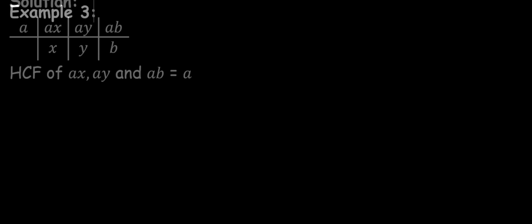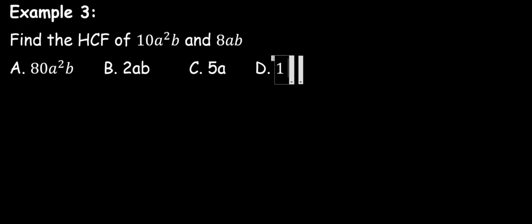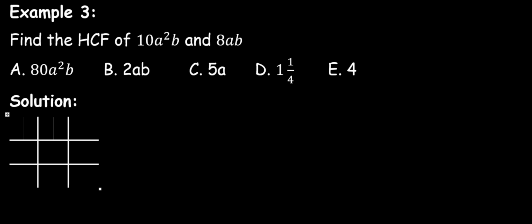Another example. Find the HCF of 10a squared b and 8ab. The options are given. A, 80a squared b. B, 2ab. C, 5a. D, 1 whole number 1 over 4. E, 4. Solution. Let's rule our simple table and input the values.